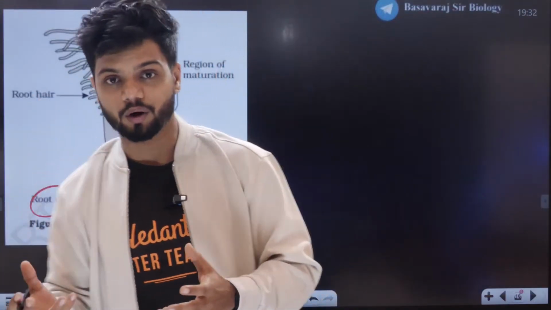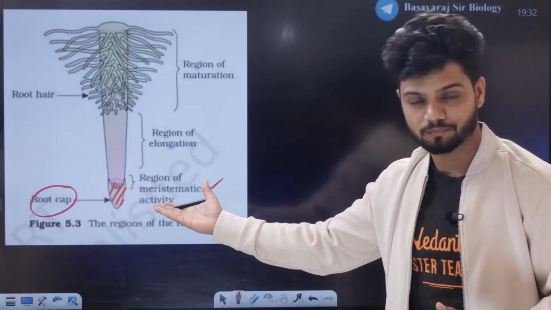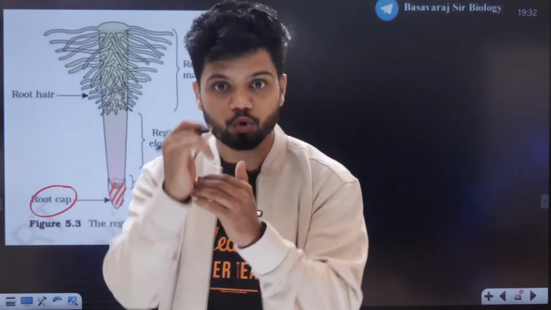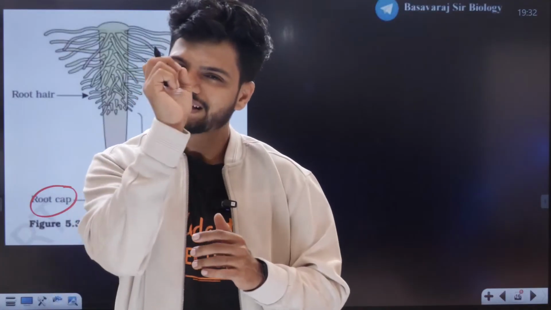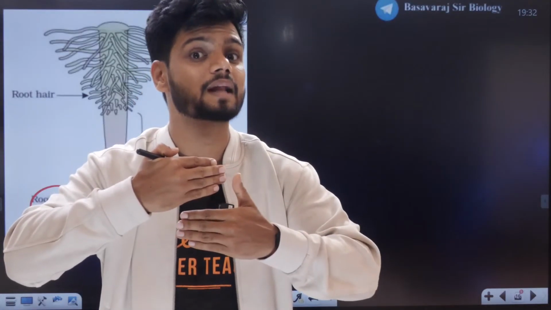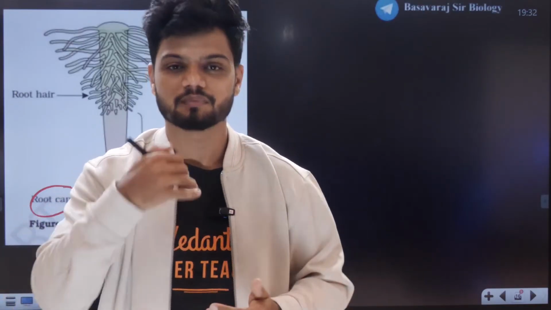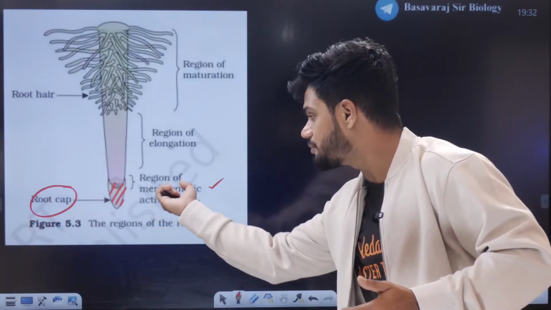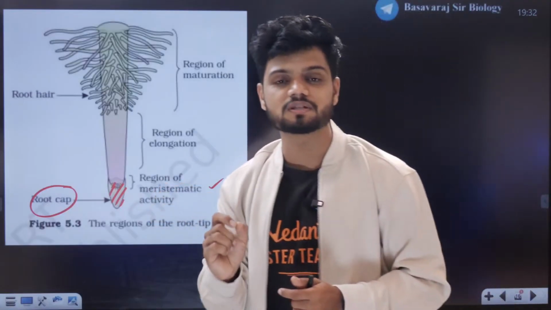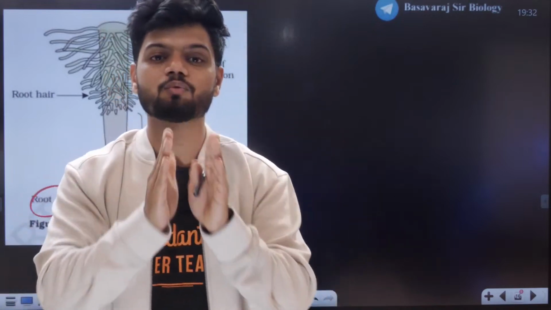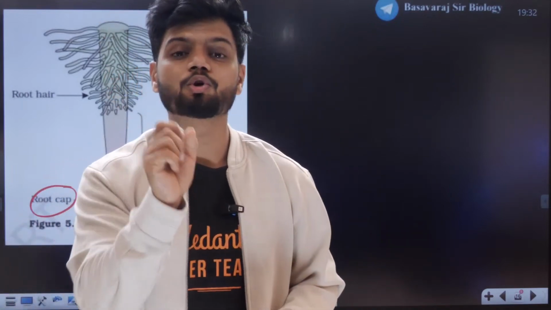Now again, what is this region of meristematic activity? Very simple. The region of meristematic activity is a region on the root which has small thin-walled cells which undergo rapid division. Repeat after me, all of you. The region of meristematic activity is a region which has small cells, actively dividing cells, thin-walled cells with dense protoplasm.